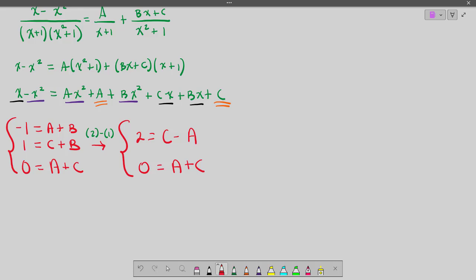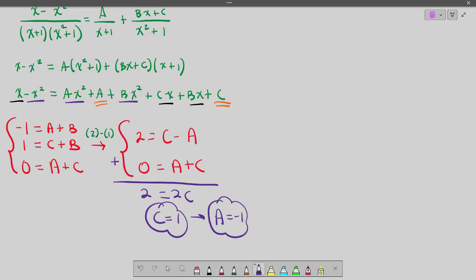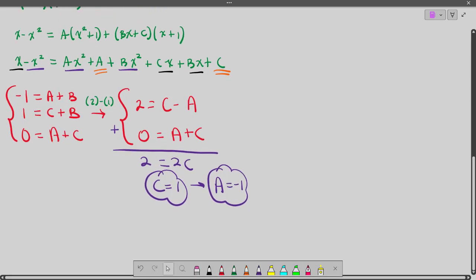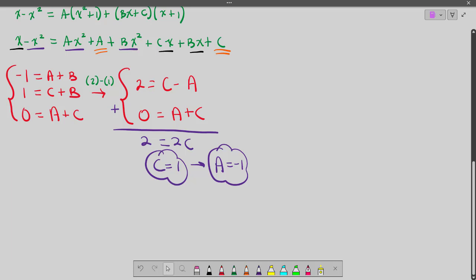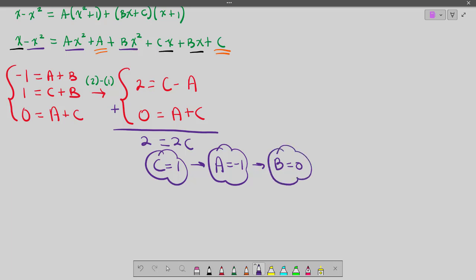Now we've got a system that we can solve pretty easily. If I add these two together, we'll get 2 equals, let's see, minus a and a cancel, and 2c. So we're going to get c is 1. And that tells us if c is 1, then a is -1. And what does that make b? -1. Oh, wait, zero, sorry. 0. Thank you. Yeah, 0. I'm seeing 0. So there are the 3.